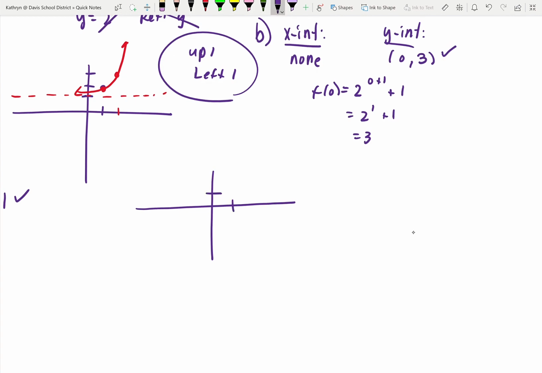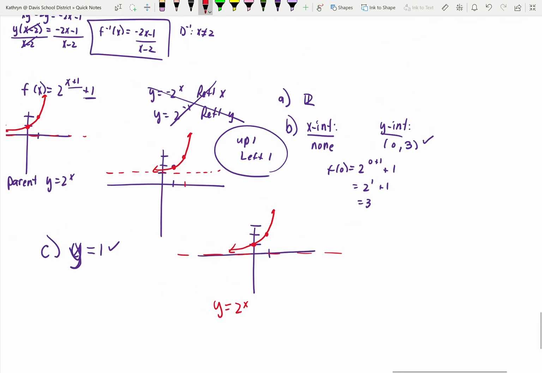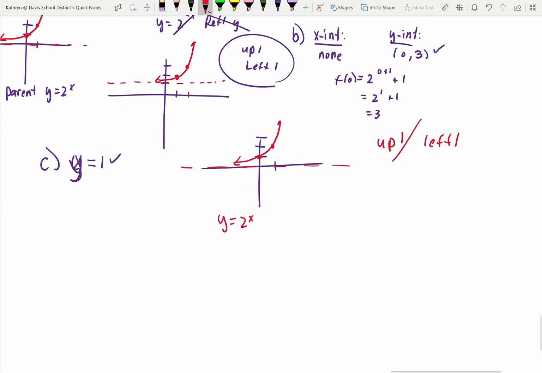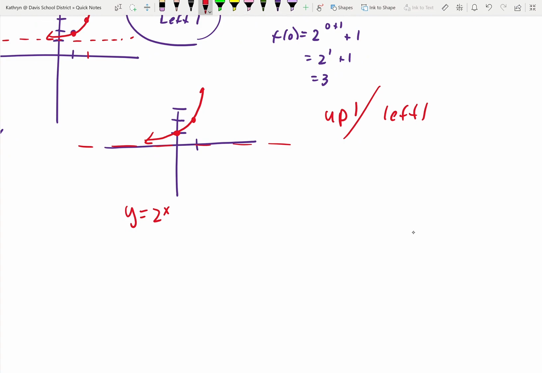I'm so busy. Okay, so here's your parent graph. I know this parent graph is right. Look, it is y equals 2 to the x power. So if x is 0, y is 1. If x is 1, y is 2. There's my graph. Okay, then look at the transformations. I'm going up 1 and left 1. I went right. That's what I did.